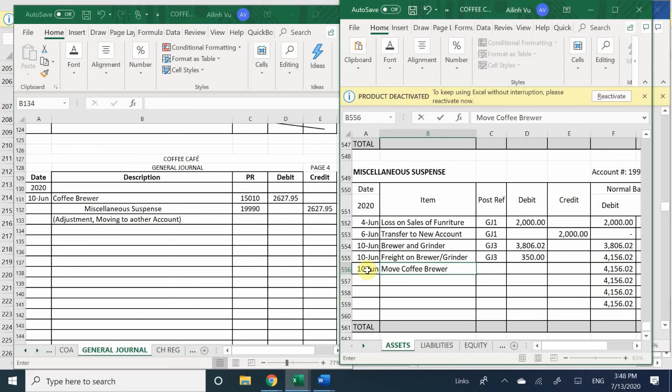So I'm going to move coffee brewer. Okay. General journal number 4. And since I'm subtracting it out or taking away from miscellaneous suspense, 2627.95 is going to be what I subtract out. So therefore my new balance is 1528.07 remaining in your miscellaneous suspense.